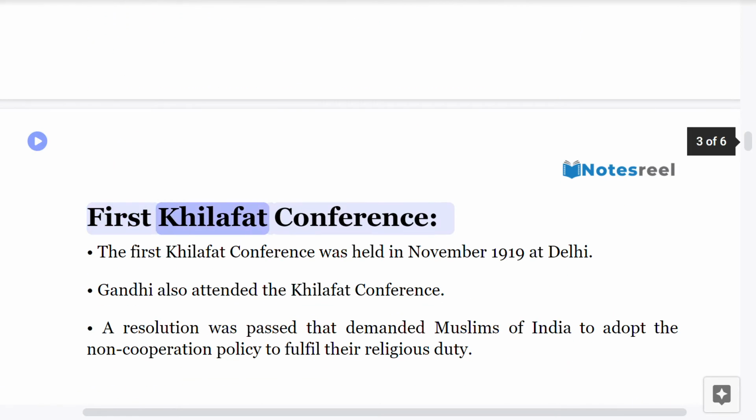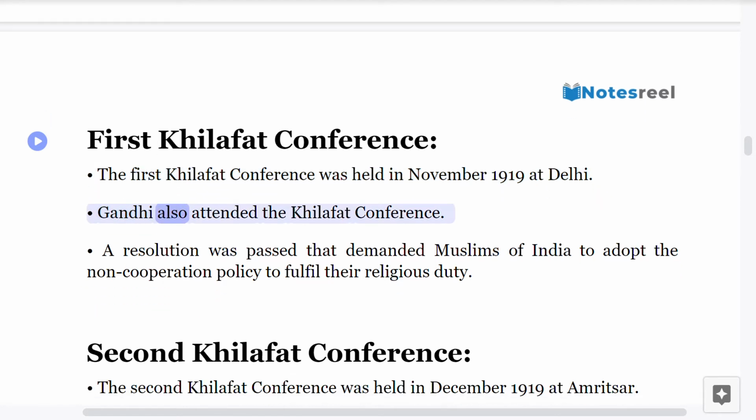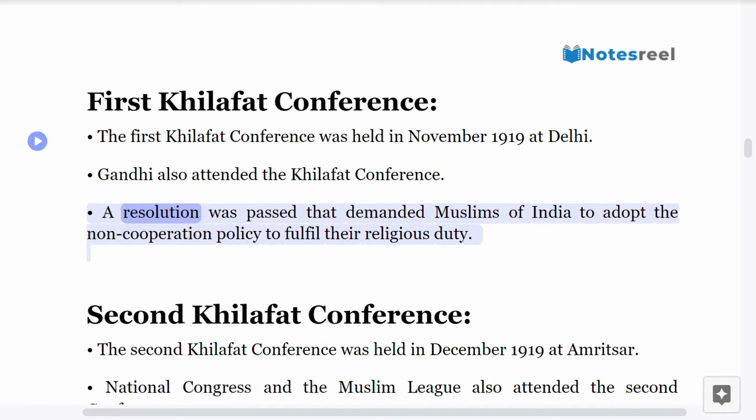First Khilafat Conference. The first Khilafat Conference was held in November 1919 at Delhi. Gandhi also attended the Khilafat Conference. A resolution was passed that demanded Muslims of India to adopt the non-cooperation policy to fulfill their religious duty.